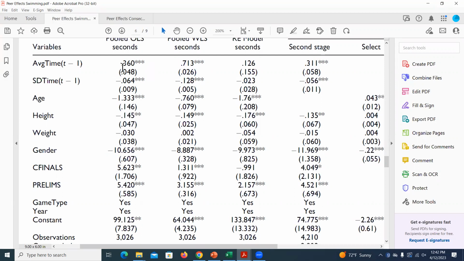So this would be two individuals. They're both racing in the preliminary match, or both racing in the finals match. They're the same gender, same weight, same height, same age. They're in the same race, the same year, and even controlling for the standard deviation of the peers, but one of them is racing against peers that are one second slower. What's the change in their performance? That's a much more powerful statement when you can say holding all these other things constant.